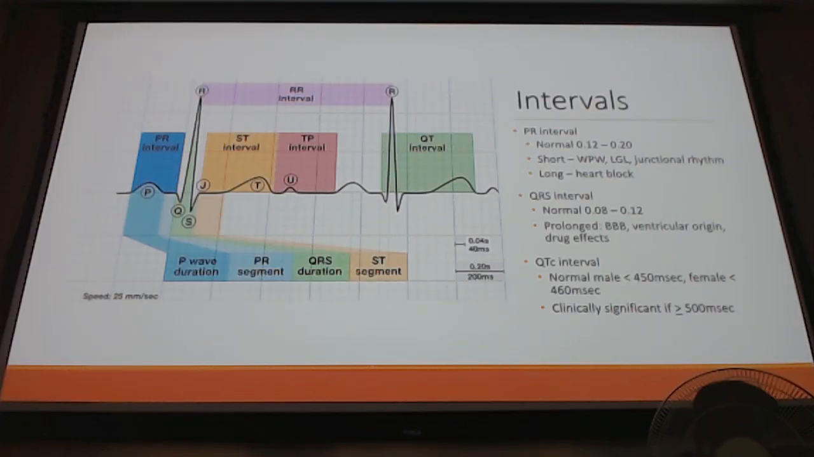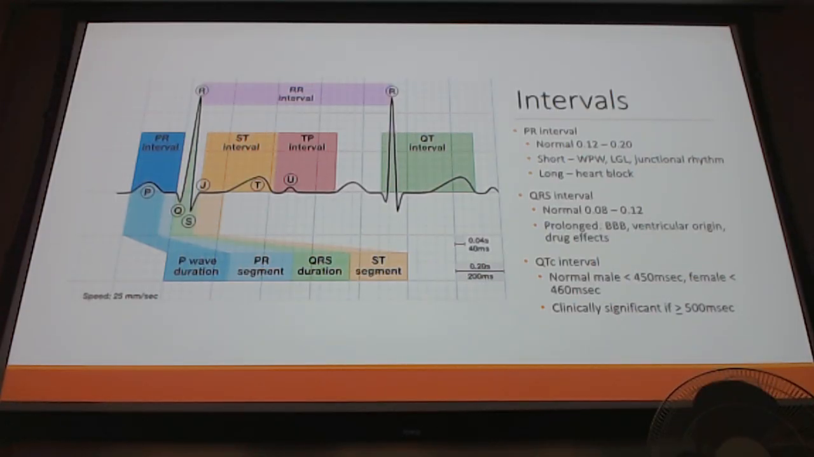And then here's our different intervals. We won't get into too much other than we just look at that PR interval. Is it regular, like, is it within that 0.12 to 0.2? And then if it's not, is it shortened? So that puts it in the category like, is it a WPW, an LGL, junctional rhythm? Or is it longer, and then we start looking at heart blocks.